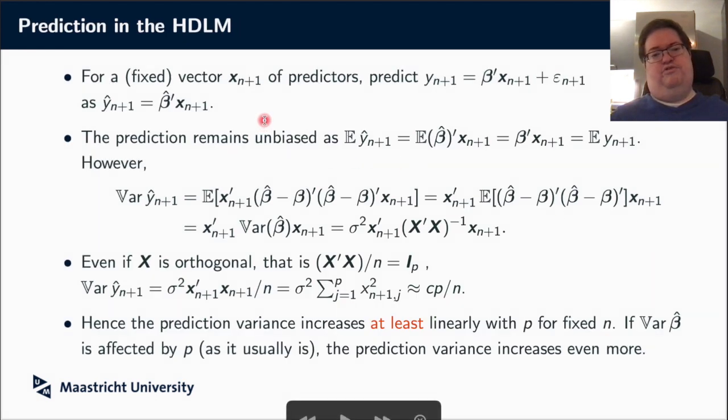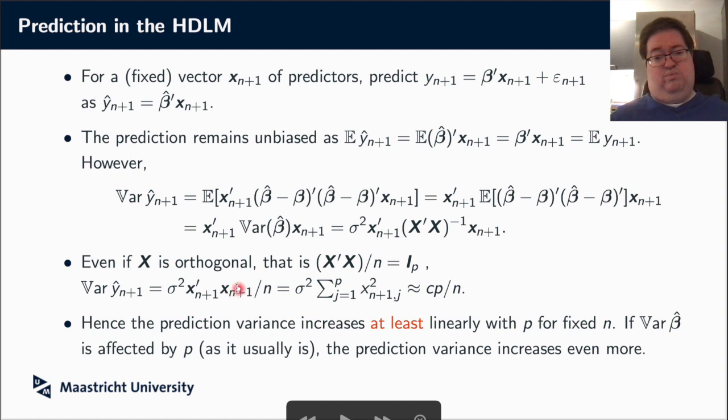The same we can do for predictions, but for predictions the effect is even worse. We're going to predict our next observation y_{n+1} using just beta hat prime x_{n+1}. Again, it remains unbiased because the beta hat remains unbiased. But now for the variance, we can just write out what the variance is. You end up with this expression here. And now plug in orthogonality. Suppose we have the identity matrix, in which case this part will drop out.